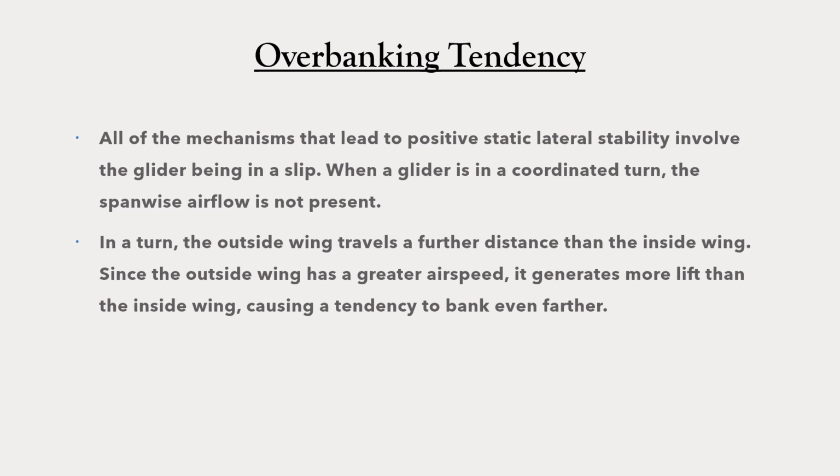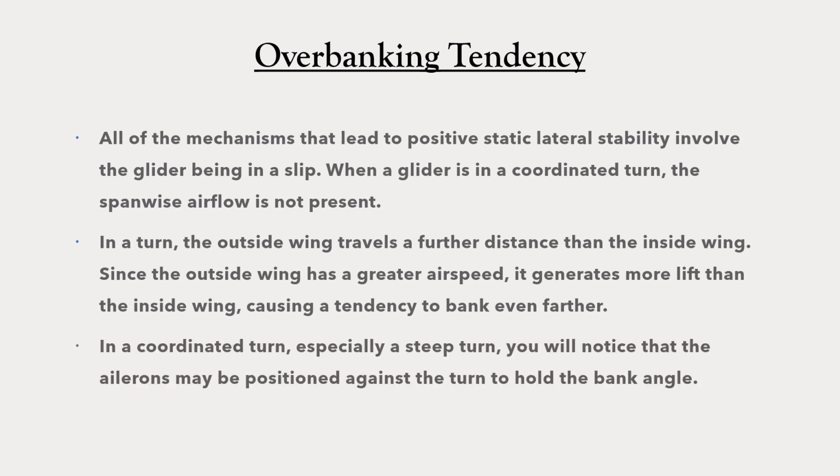Furthermore, when you're in a turn, the outside wing travels faster than the inside wing. That increase in airspeed causes the outside wing to have more lift than the inside wing, which causes the glider to bank even further into the turn. That's especially noticeable in a steep turn. So when you're in a coordinated turn, especially if it's steep, you'll tend to notice that you actually need to position the ailerons against the turn in order to hold a constant bank angle.